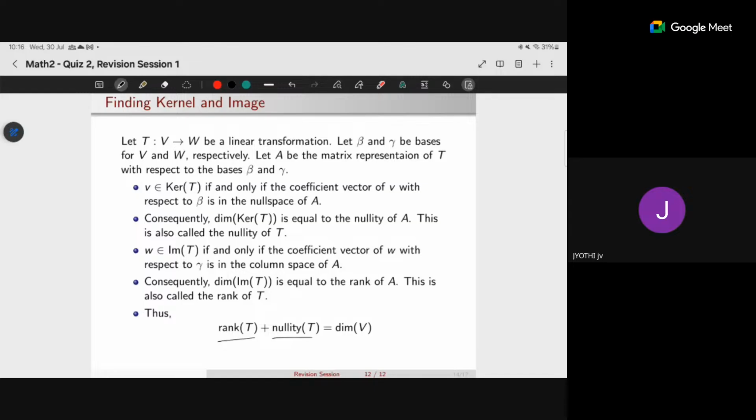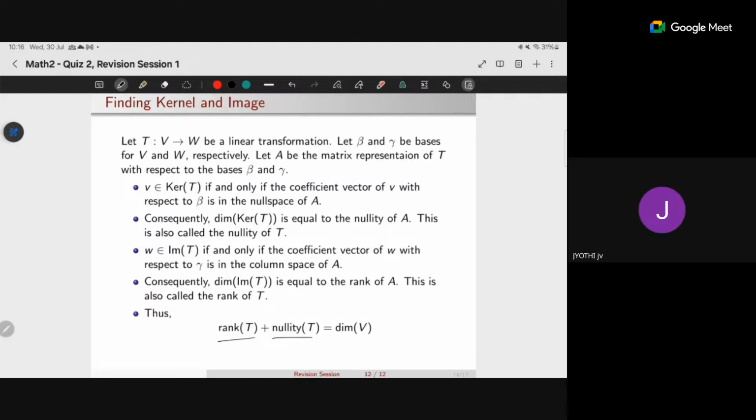So rank T and nullity of T, which are the dimension of the image of T and the dimension of the kernel of T respectively, add to the number of columns in the matrix representation, which is actually equal to dimension of V. So that is the rank nullity theorem for transformations. And that is the last topic.